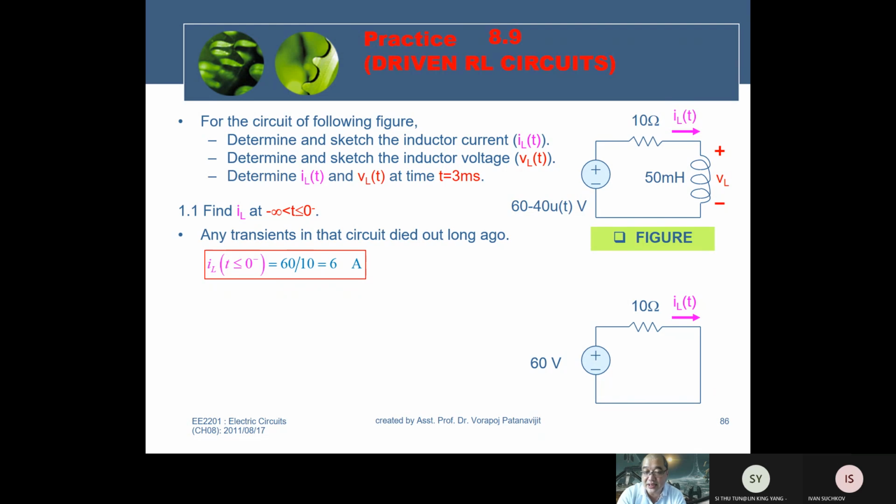Any transition in the circuit died out long ago. Therefore, the inductor performs like a short circuit. If it performs like a short circuit, IL equals V divided by R, equal to 6 amp, okay?